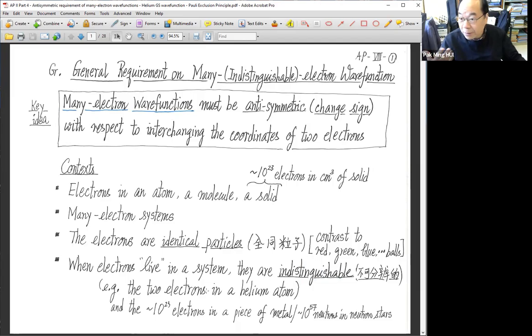Our simplest example of a many-electron problem is the two-electron problem, that is helium. But we could have that many in a piece of metal, or in the astrophysics context, you can easily have 10 to the 50-something neutrons in a neutron star that is something like a few kilometers in radius. And all this is related to what we are discussing.